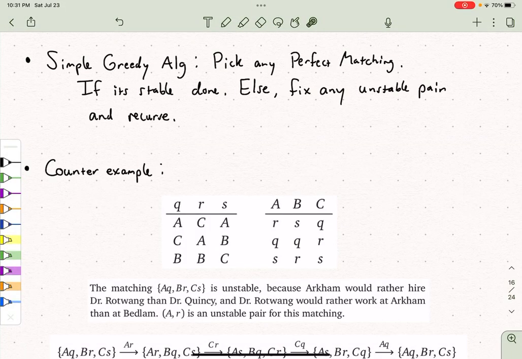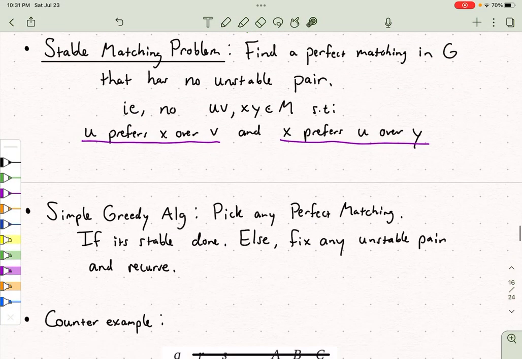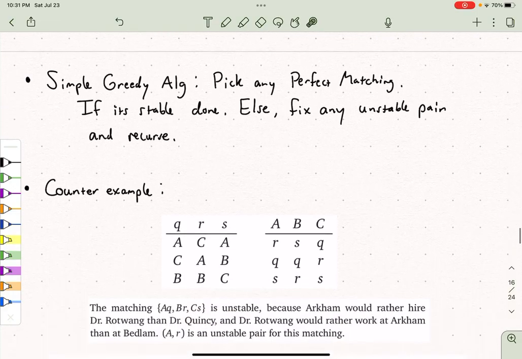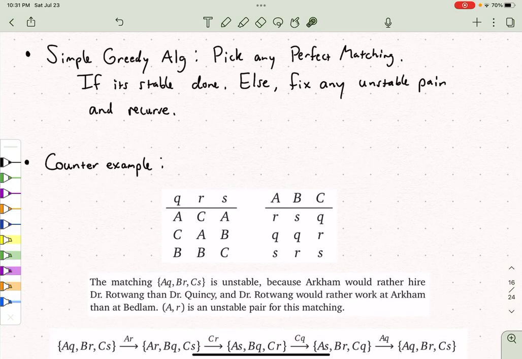So now that we have formal definitions of the stable matching problem, we can talk about algorithms for it. So what's a simple greedy algorithm we could use? We'll start with any perfect matching, any matching at all, and just check if it's stable. If so, we're obviously done. Otherwise, find an unstable pair, fix the unstable pair, and then recurse.